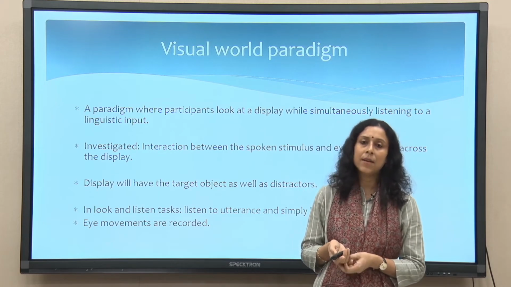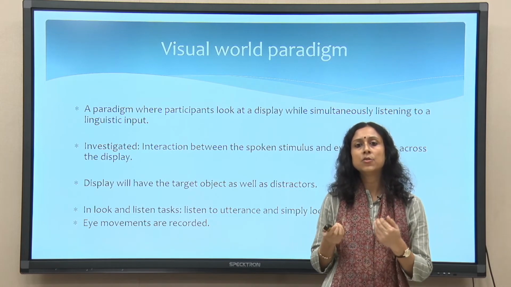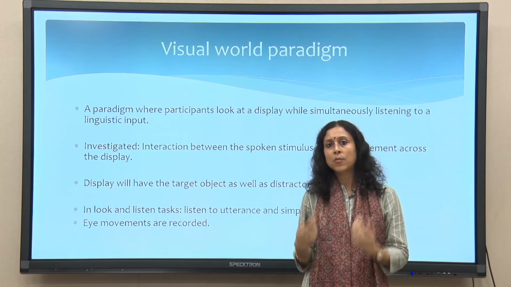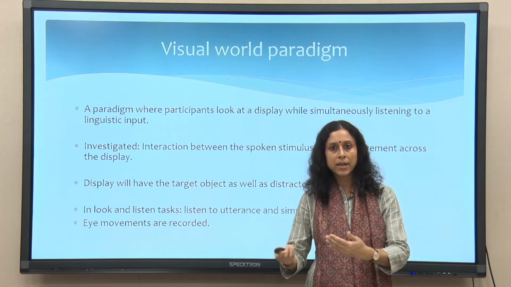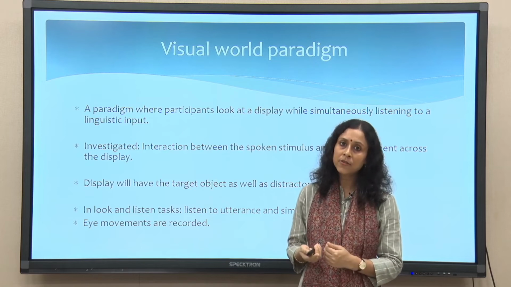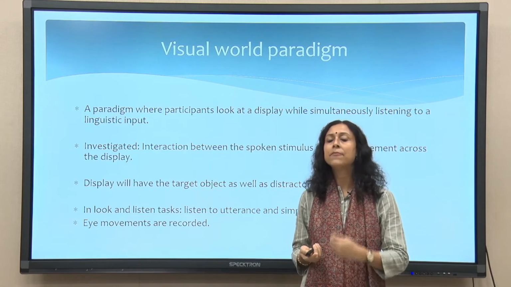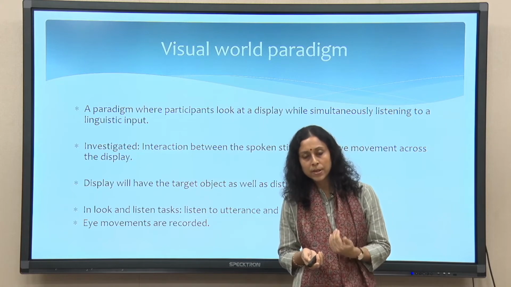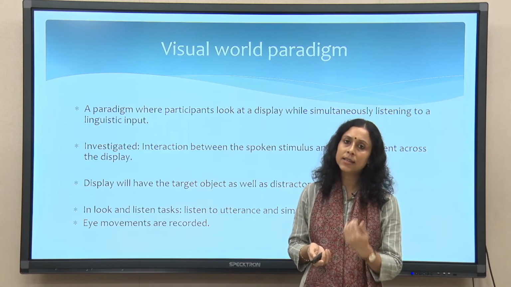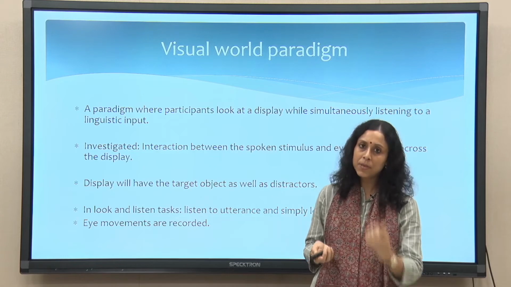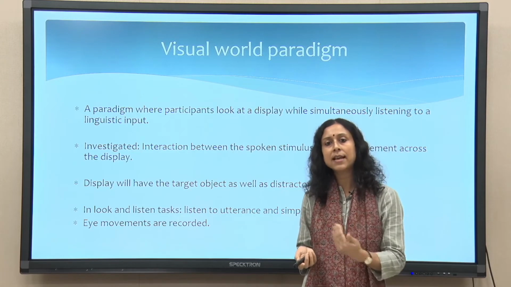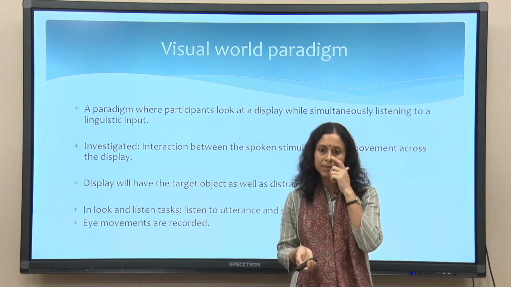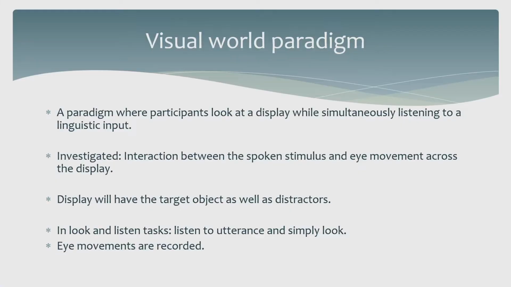What typically happens is that the person will listen to a sentence or a word, and then there will be a display which will contain the target object, but it will also have various distractors and cohorts. So, there is a particular word he is listening to, and then there will be that particular object and a similar object, and there will be a distractor. We will see some examples shortly. So, this is one type.